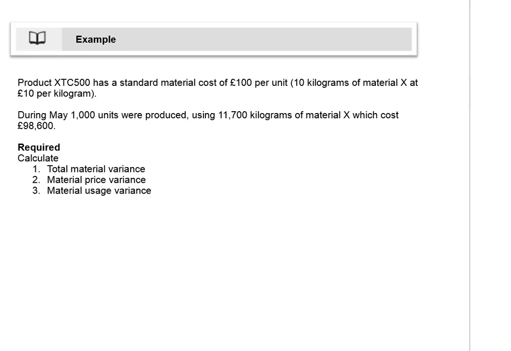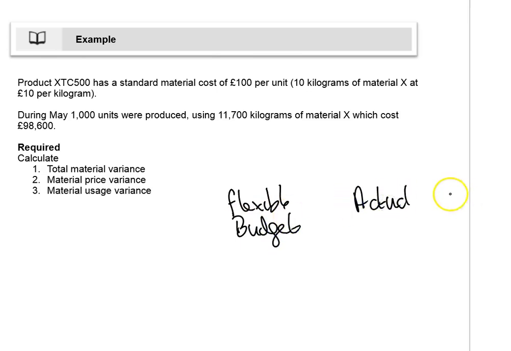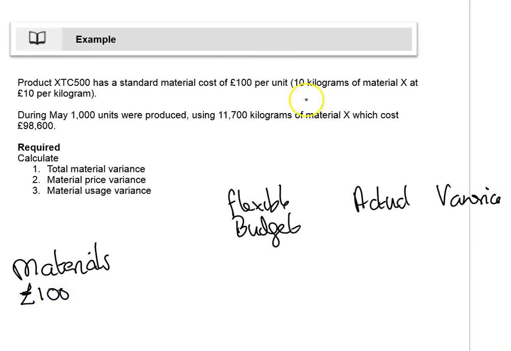First thing that we're going to do is to calculate the total material variance. And I'll calculate this firstly just like I did above. So we can calculate the flexible budget, our actual and our variance. And so we're looking at materials. And in this question, our standard material cost is £100 per unit, or we could say alternatively 10 kilos of material at £10 per kilo. So £100, and we've got 1,000 units produced.